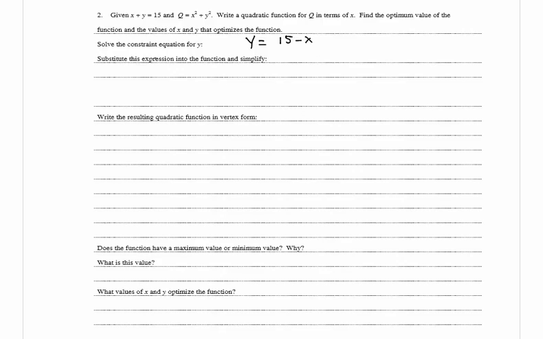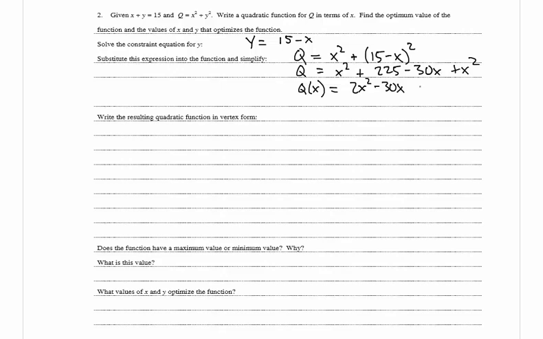And now we want to substitute this expression into the function and simplify. So we have q is equal to x squared plus y squared, or 15 minus x, squared. And now q is equal to x squared plus 225 minus 30x plus x squared. So q of x is equal to 2x squared minus 30x plus 225. And now we want to write the resulting quadratic function in vertex form.